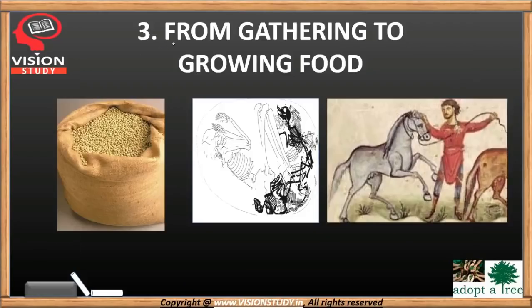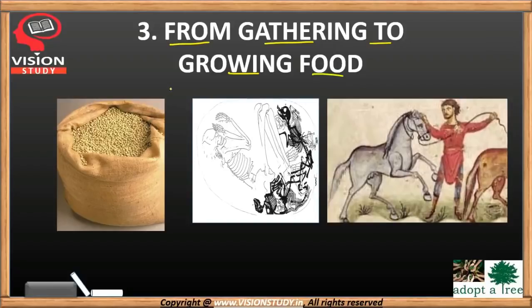The name of the third chapter is From Gathering to Growing Food. As our forefathers were hunters and gatherers, they had to gather food. But what made them go from gathering to growing food? What changes happened in the climate? What circumstances made them go through these changes, domesticate and live a settled life?